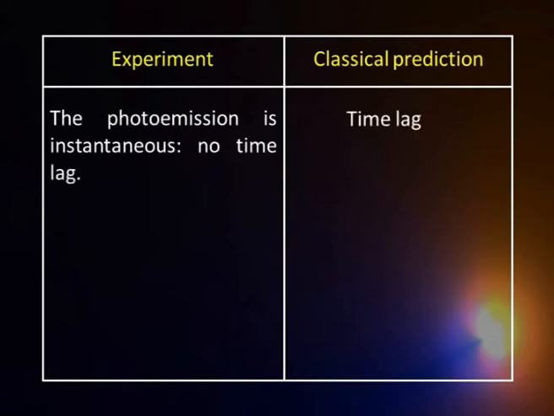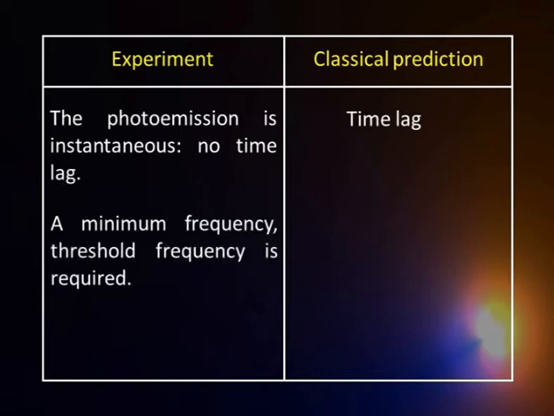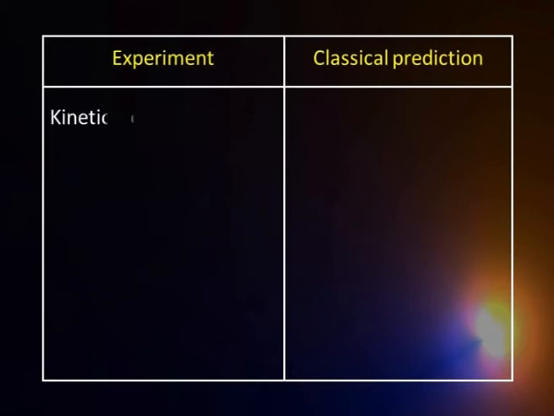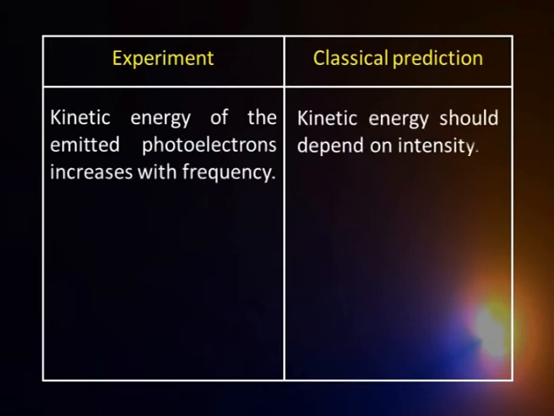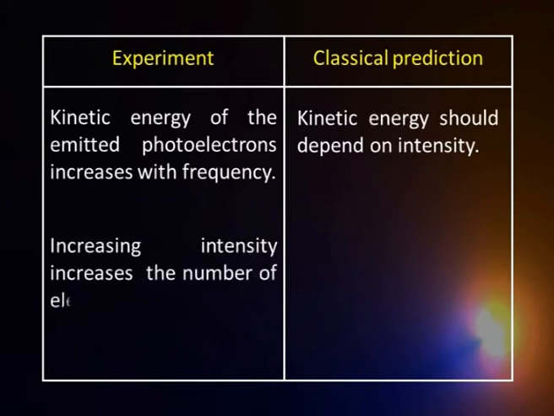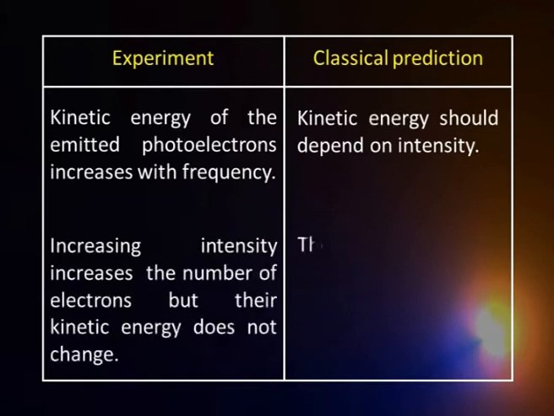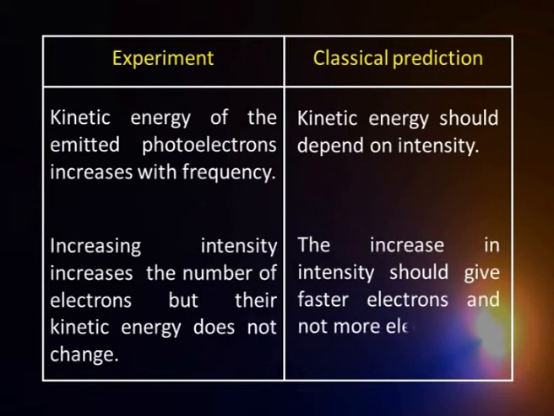So, let us again see what we experimentally observed and what the classical prediction is. Experimentally observed, there is no time lag. Classical prediction is there must be a time lag. Second experimental observation was that we need a minimum frequency called the threshold frequency. Classical prediction does not look forward to any threshold frequency. Thirdly, the kinetic energy of the emitted electron increases with frequency, whereas classical prediction is that kinetic energy should depend on intensity and not on frequency. And fourthly, increasing intensity increases the number of electrons, but kinetic energy remains the same, whereas classical prediction is that an increase in intensity should give faster electrons and not more electrons. So, we find that on all 4 counts, experimental observations and classical predictions do not match.